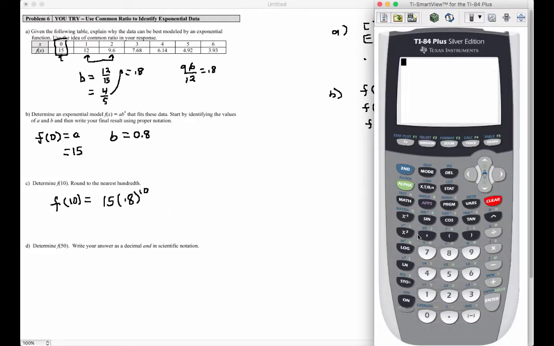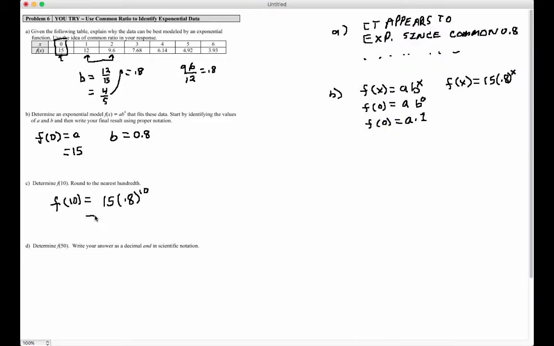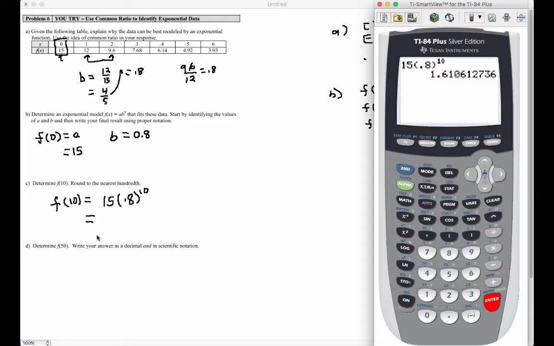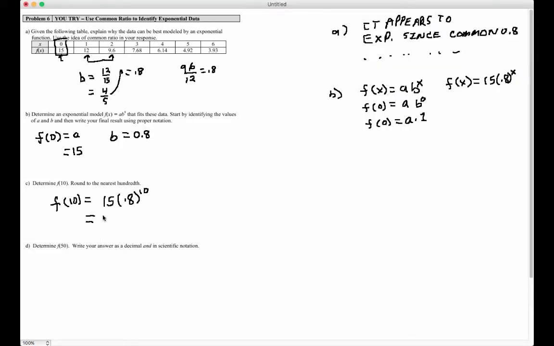And let's go ahead and do that. So we're going to take 15.8 raised to the 10th power, okay? And we get back, in this case, that's equal to, and they say round to the nearest hundredth, so let's go back and take a look at our screen again. So that's going to be what? 1.61.